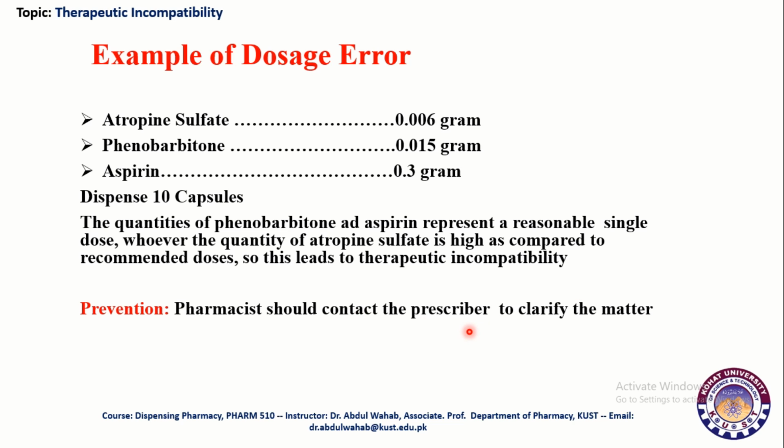But how can we detect the ambiguity? If the pharmacist is having knowledge about the incompatibility, then he or she can identify the incompatibility. Otherwise, it is not possible to identify the incompatibility. So background knowledge of pharmacology, of pharmaceutical sciences, is a must, that a pharmacist should have a command of different subjects like pharmacology and pharmaceutical science.